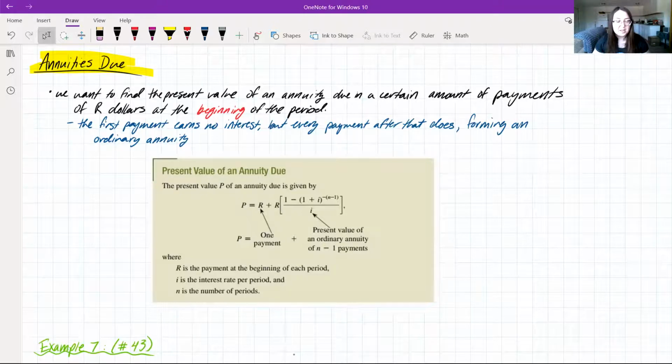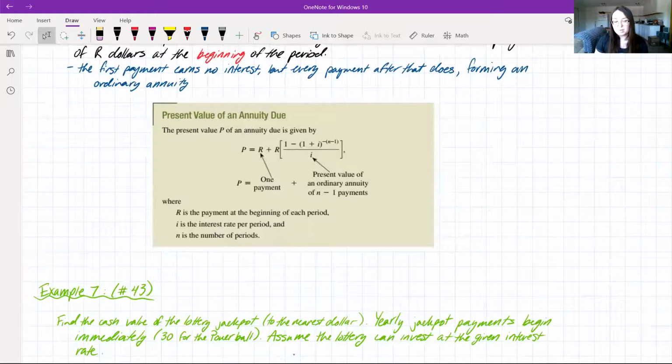So putting this all together, we have the present value of an annuity due, and the present value P of an annuity due is given by P is equal to R, which is our first payment, plus R times 1 minus 1 plus I to the negative n minus 1 power divided by I. And this is our present value of an ordinary annuity of n minus 1 payments. So this is basically saying that our first payment earns no interest, but every payment after that will. So we have our first payment plus every payment after that.